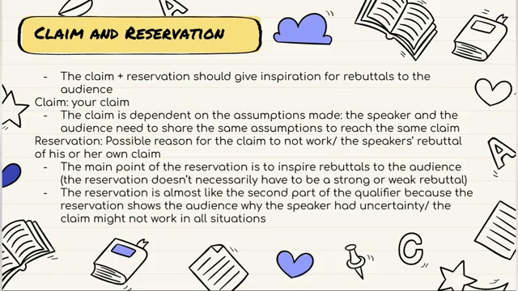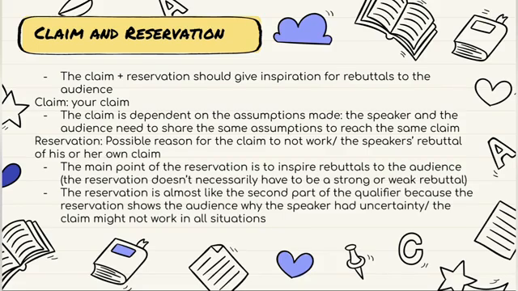The reservation is basically the speaker's rebuttal of his or her own claim. The main point of the reservation is to inspire rebuttals. This part is one of the most important parts of the Toulmin model because if the speaker's self-rebuttal is too strong, the audience may not be convinced of your argument. If the speaker's self-rebuttal is too weak, the audience may think that the speaker is being cheap by dismissing rebuttals with a weak one.